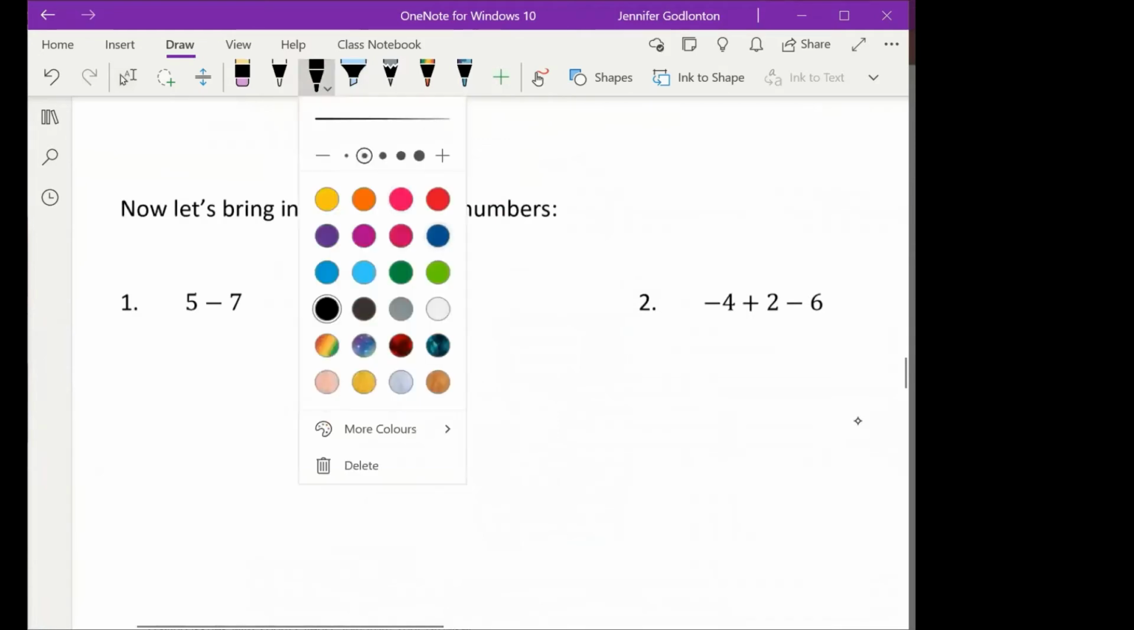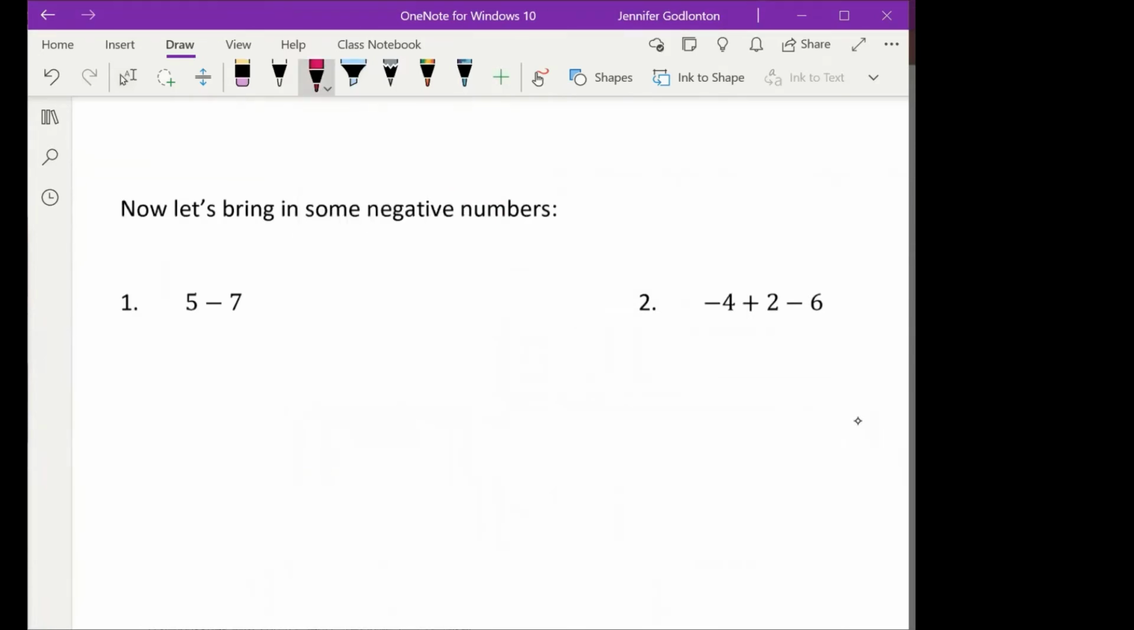So if I have 5 minus 7, I want you to think about your number line for a second. I know you may not have thought about your number line for quite some time, but that's 0. And then we're going to go into our negative numbers over here, -3, -4, -5, 1, 2, 3, 4, 5.